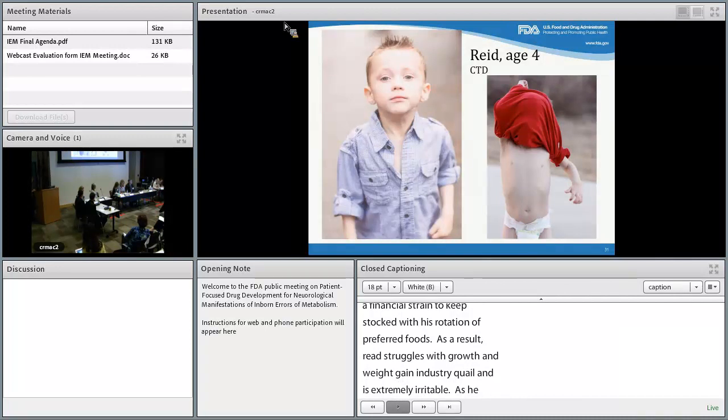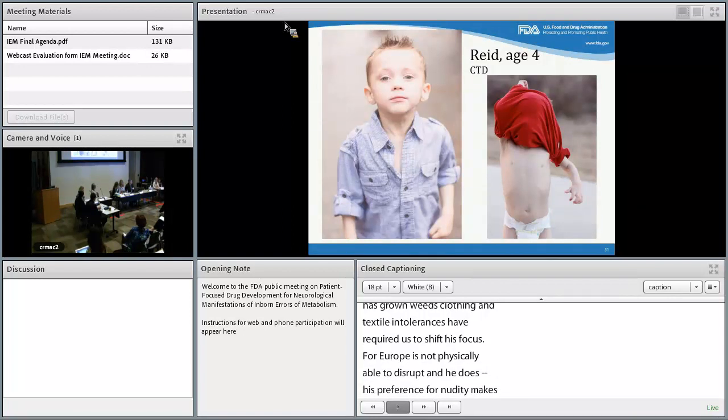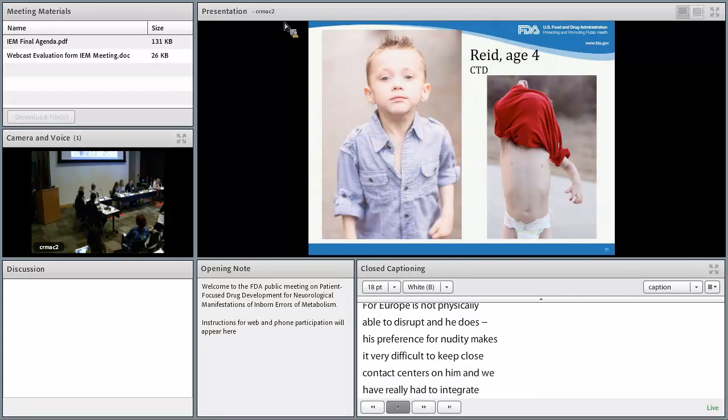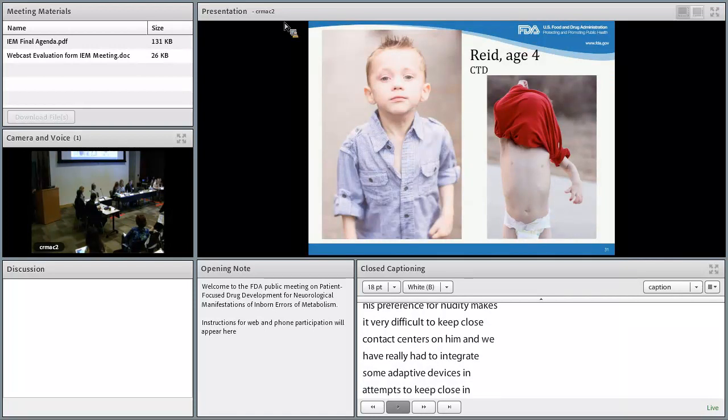As he's grown, Reed's clothing and textural intolerances have required us to shift our focus. The 4-year-old Reed is now physically able to disrobe, and he does. His preference for nudity makes it very difficult to keep clothes, diapers, and shoes on him, and we've really had to integrate some adaptive devices in attempts to keep him clothed in public. This battle is ongoing.